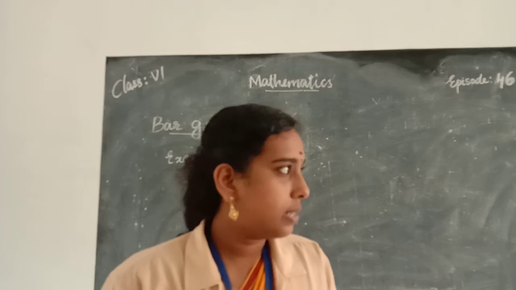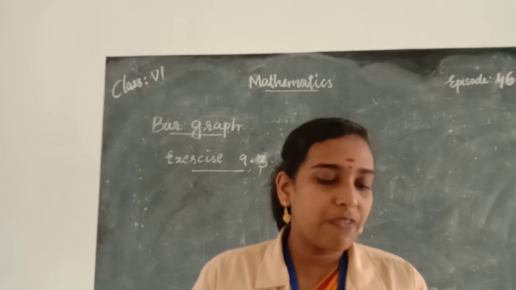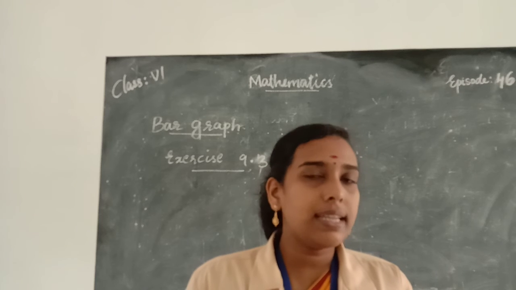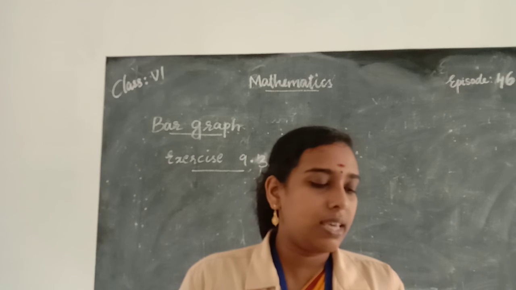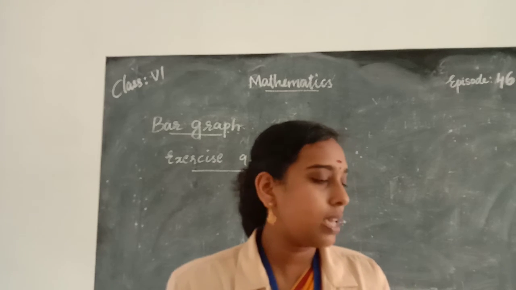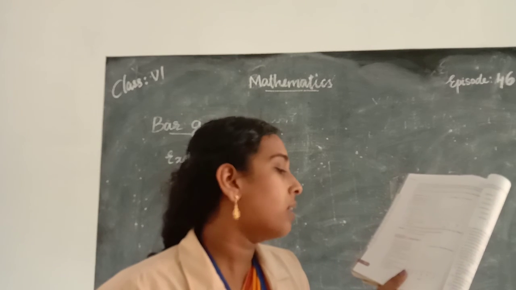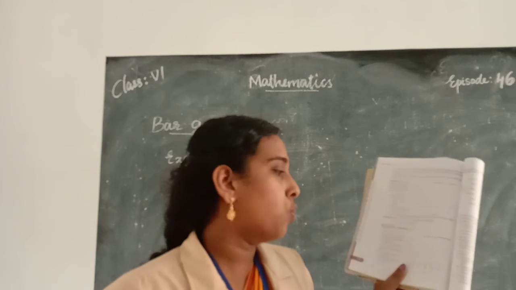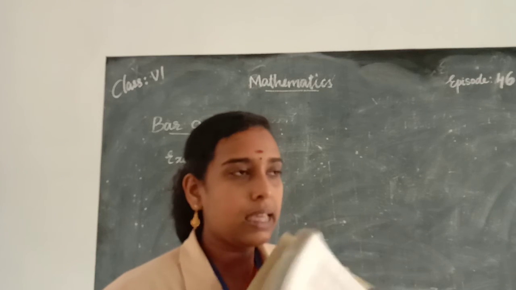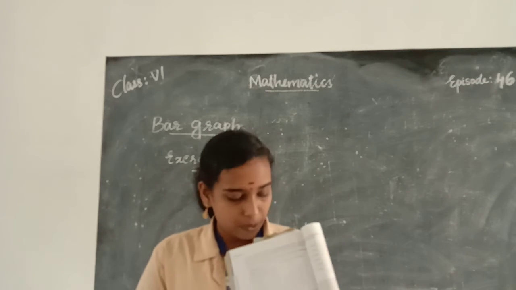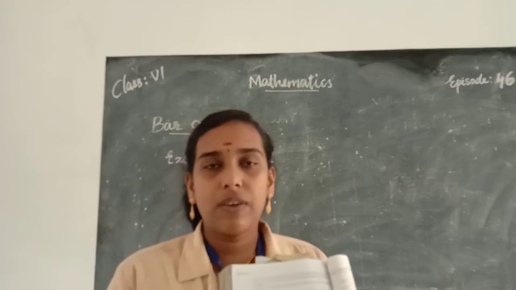Exercise 9.3. The first question: the bar graph given alongside shows the amount of wheat purchased by government during the year 1998 to 2002. Read the bar graph and write down your observation. So here the bar graph is given, and it shows the amount of wheat purchased by government each year. Using the bar graph, you find the answers of the given questions.